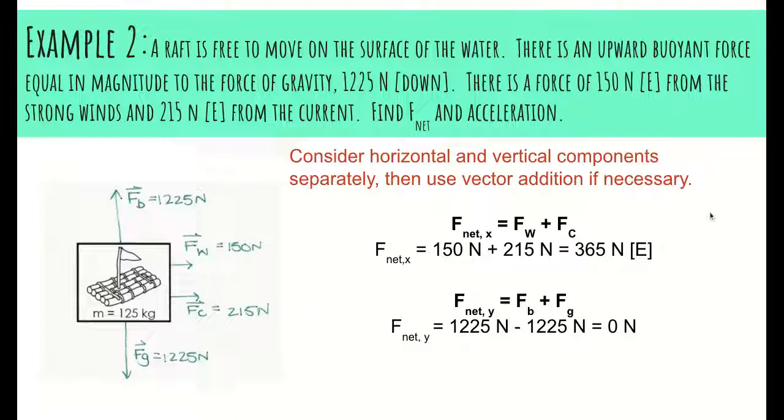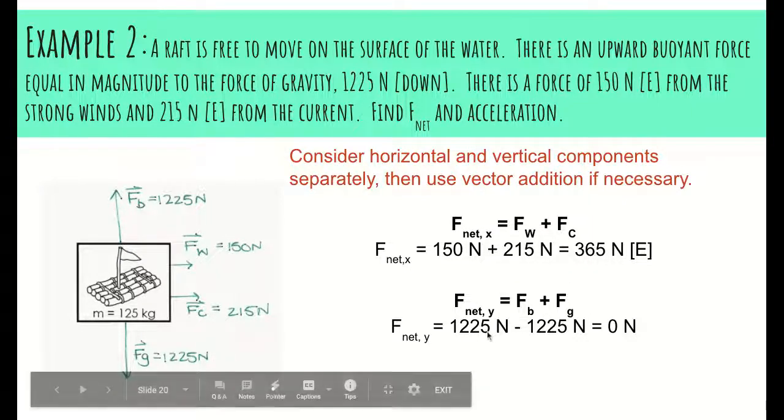If we look at the first portion here, the net force of X would be anything on the X axis. In this case, they're both moving in the same direction, so you're adding them. But if you have them in opposing directions, you would subtract them to find the difference. So here we have 150 newtons east plus 215 newtons east, which gives us a net X force of 365 newtons east.